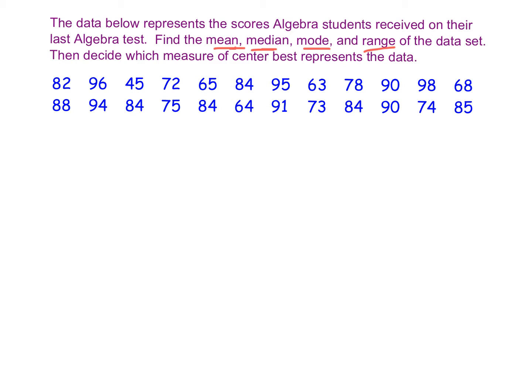So I'm going to start by looking, and I notice that I have 45 as my lowest number. So I'm going to start with 45, so that one gets canceled off. Then I start looking and I see that I don't have any numbers in the 50s, but I do have some numbers in the 60s. So I see that I have a 63, then I have a 64, a 65, and a 68.